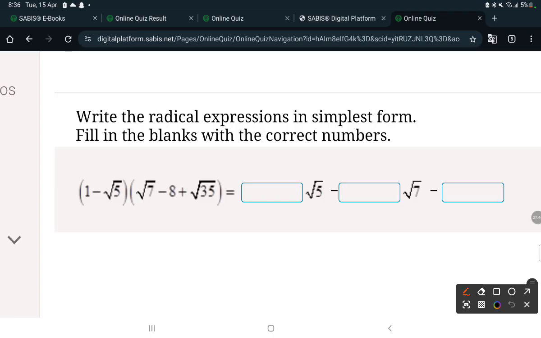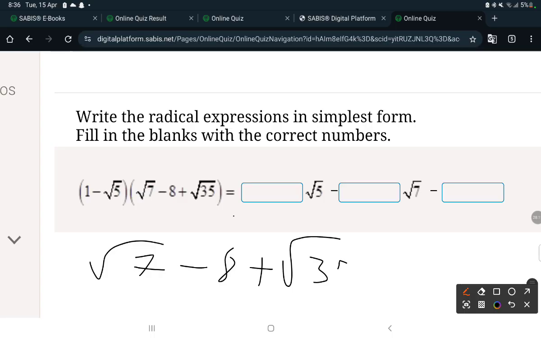Okay. So here we just distribute 1 multiplied by radical 7 multiplied by minus 8 and multiplied by radical 35. And the same thing for minus radical 5. So 1 multiplied by radical 7 is going to be radical 7. 1 multiplied by minus 8 is going to be minus 8. 1 multiplied by radical 35 is just going to be radical 35. And for minus radical 5, minus radical 5 multiplied by 7 is going to be minus radical 35, because 5 multiplied by 7, 35. Now we have minus radical 5 multiplied by minus 8.